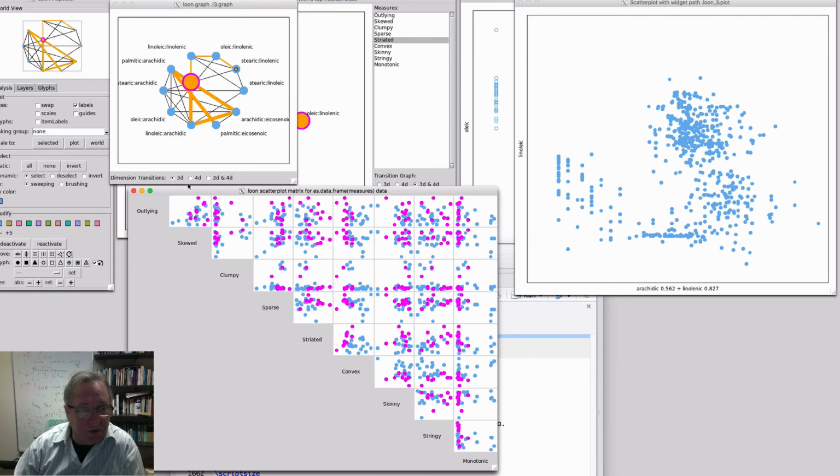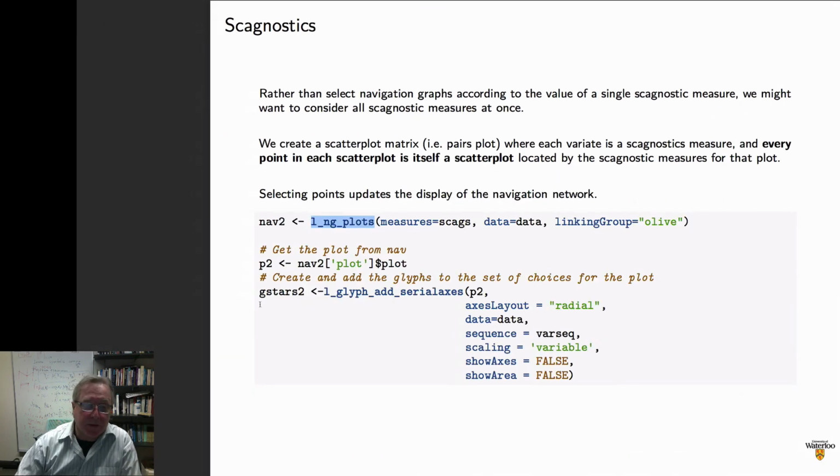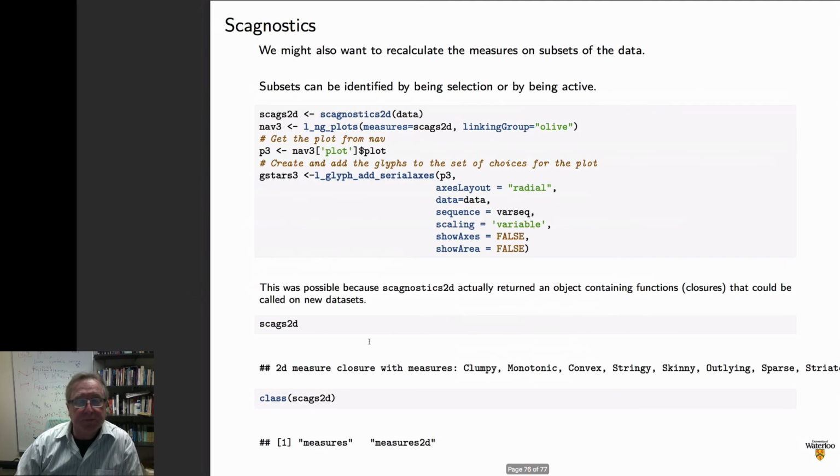So again, the cool feature is we're looking at these more than one at a time. No matter how high the dimensionality was of this data set, we've reduced it to exploring only 9 dimensions. That's because we're looking at the pairs of variates themselves. Okay. So we could add the serial axis. I don't think I'm going to explore that there.